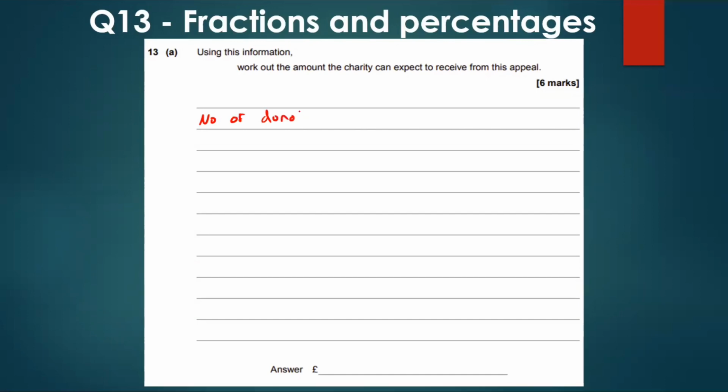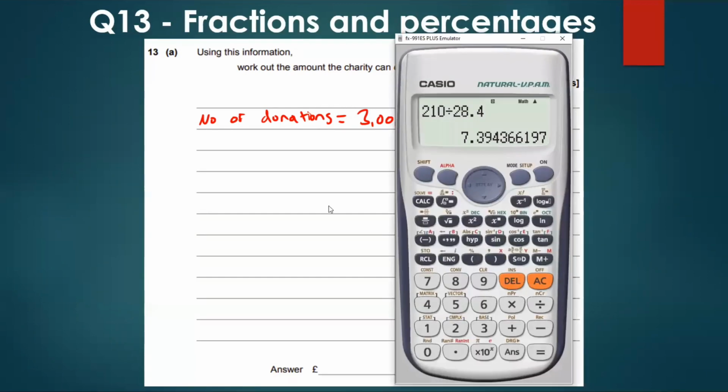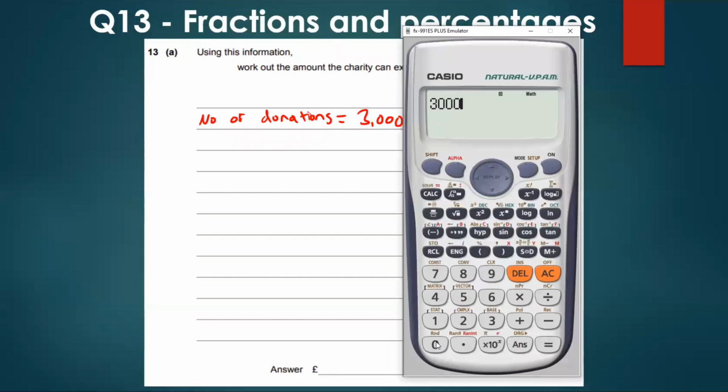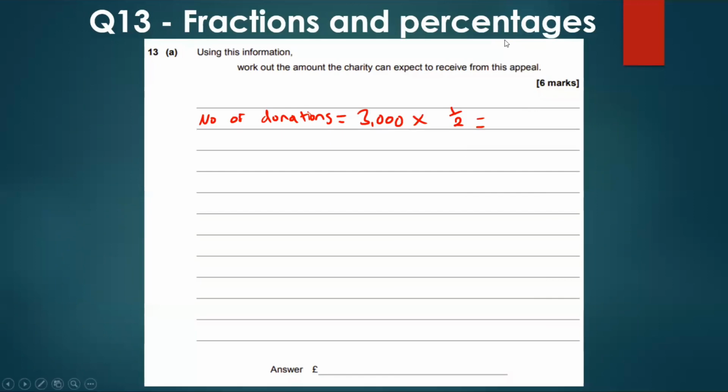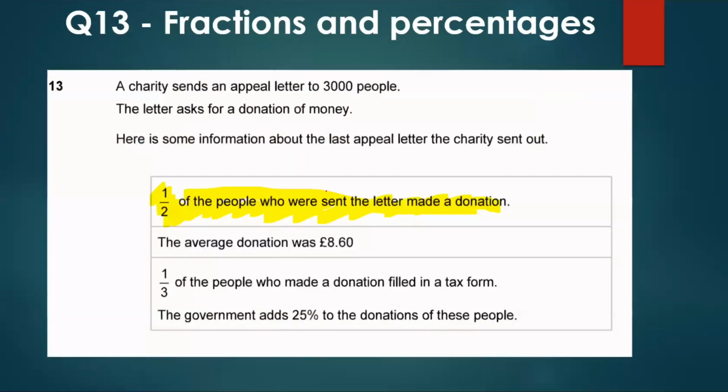So if we go back to my workings, we can work out the number of donations, because what we've got is 3,000 people who were sent a letter, and half of them paid a donation. We can do this on our calculator or in our head. We know it's going to be 1,500, but 3,000 times 1/2 gives me 1,500. So my total number of donations was 1,500. So 1,500 people actually donated. Okay, so that's my first bit done. I've worked out the number of donations that people actually made.